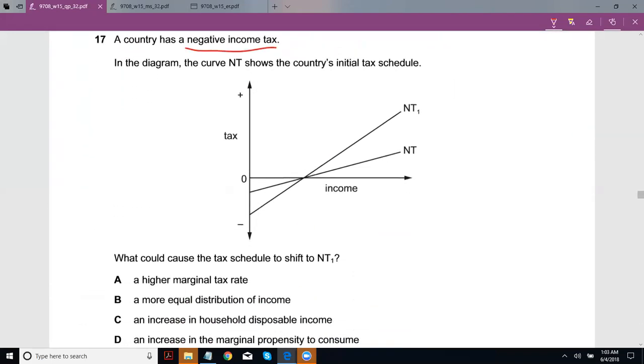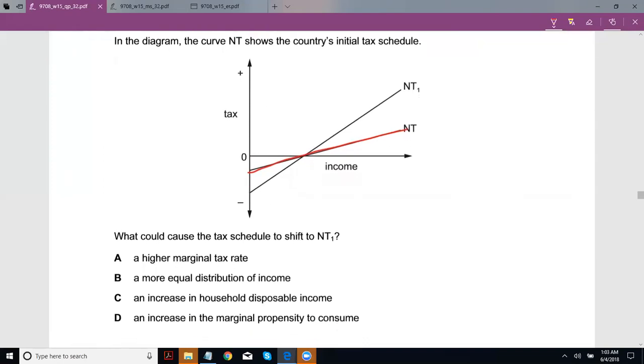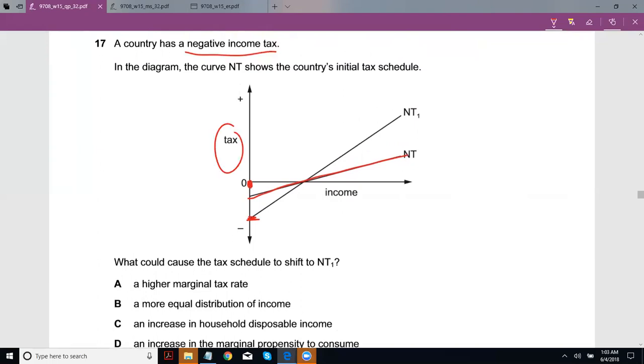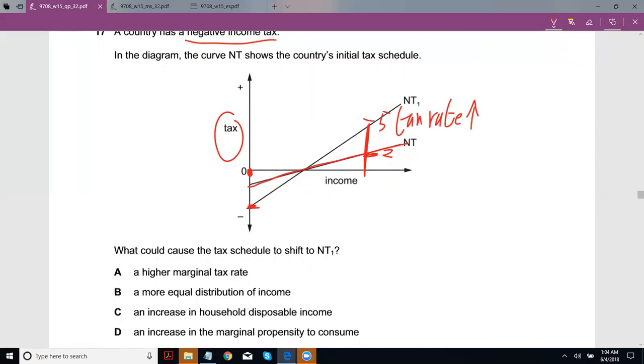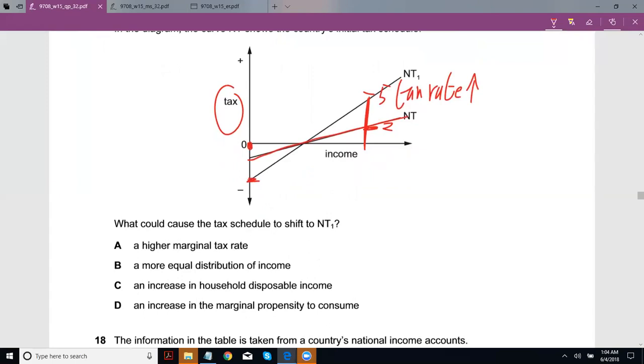A country has a negative income tax. In the diagram, the curve NT shows the country's initial tax schedule. So that's this. What would cause the tax schedule to shift to NT1? So to this basically. This is the tax rate, right? For the same income, you're now paying a higher tax. So for something along these lines, your tax rate has gone up. Instead of something like 2%, now it'll be 5% or whatever it is. So a higher marginal tax rate, I guess you can just go with A then.